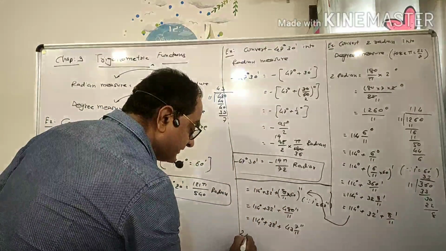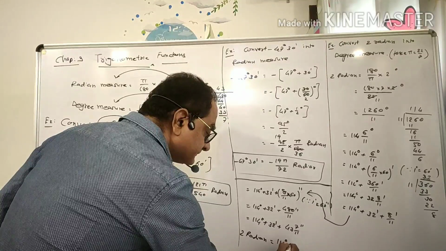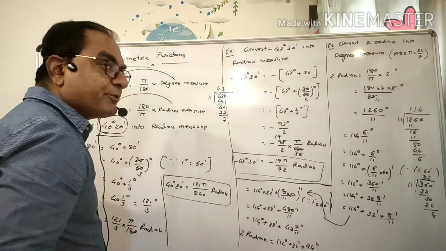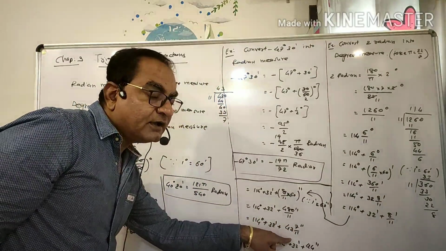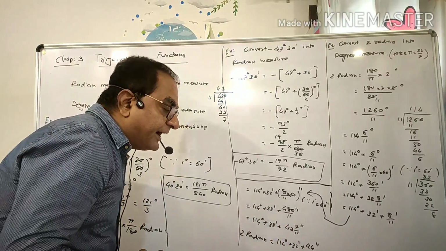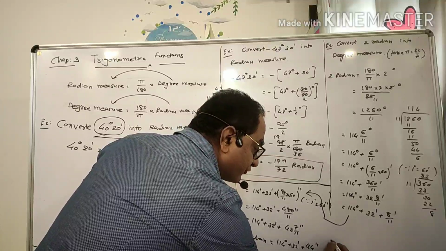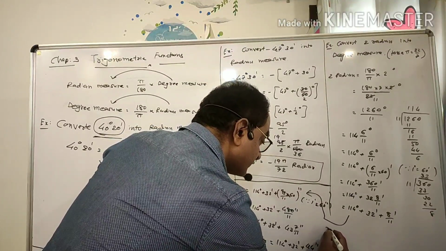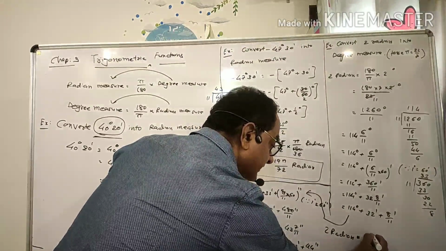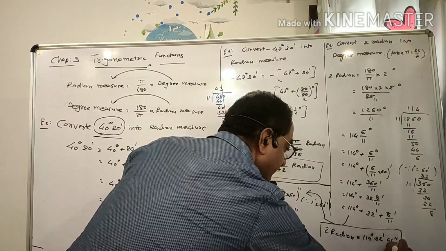Here, 2 radians is equal to 114 degrees plus 32 minutes plus 44 seconds. I wrote 44 because 7 by 11 is more than 0.5, that is, more than half. So we round it off by adding 1 to 43, so it will be 44 seconds. And it is actually written like this: 2 radians is equal to 114 degrees, 32 minutes and 44 seconds. It is your answer.